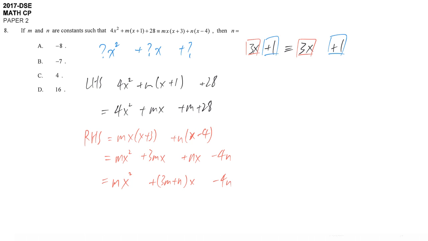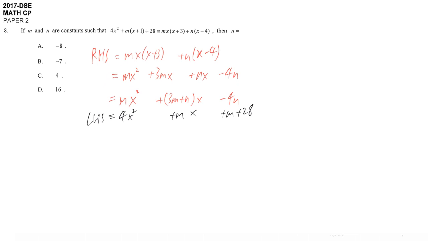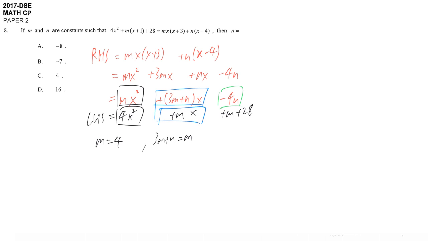We are going to copy down the left hand side once again for easy comparison: 4x squared, positive mx, positive m plus 28. Now we can make 3 conclusions. The first conclusion is this part equals this part, therefore m is equal to 4. The second conclusion is this part must equal this part. That's why we know that 3m plus n is equal to m. And the final conclusion, we know that the constant must be exactly the same. So negative 4n is equal to m plus 28.